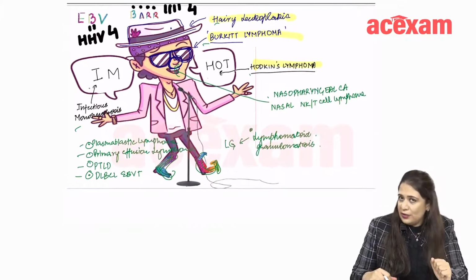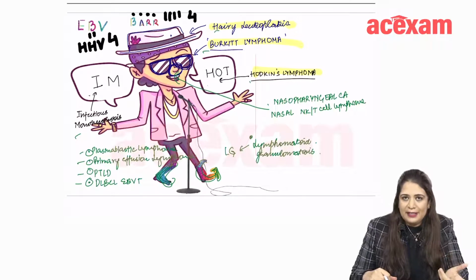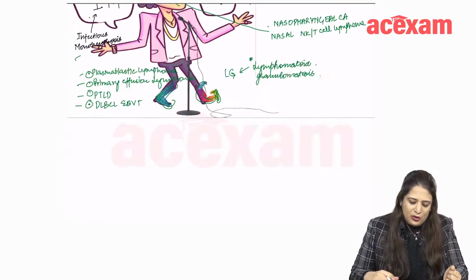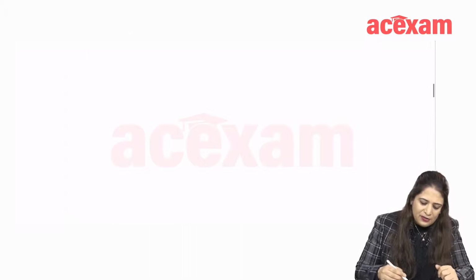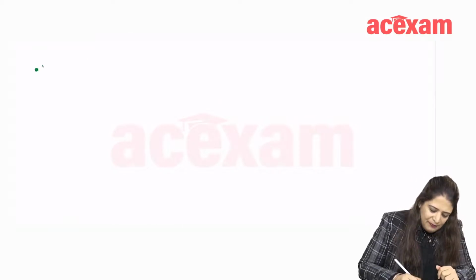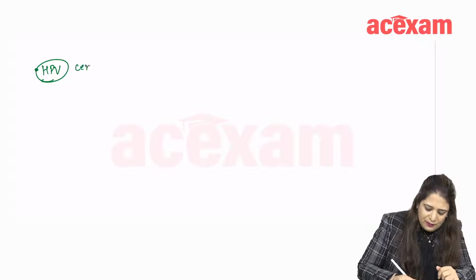So once you know that EBV causes these many lesions, let us also quickly revise what the other oncogenic viruses are, right? So HPV, like I told you and you all remember, is associated with cervical carcinomas.